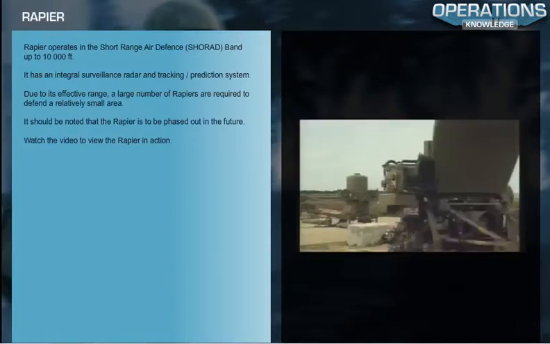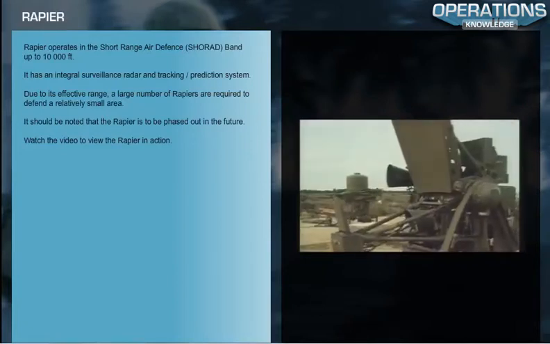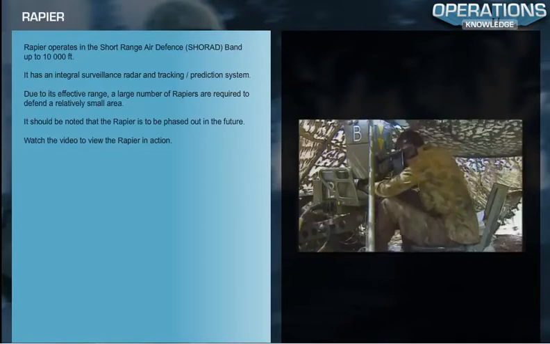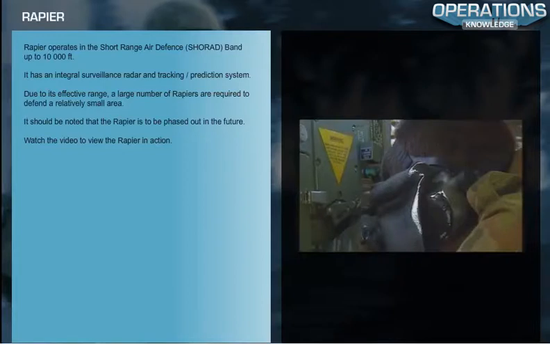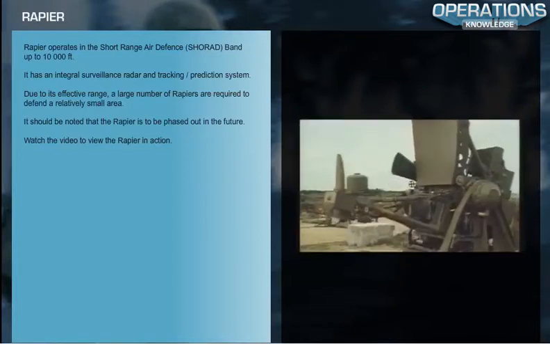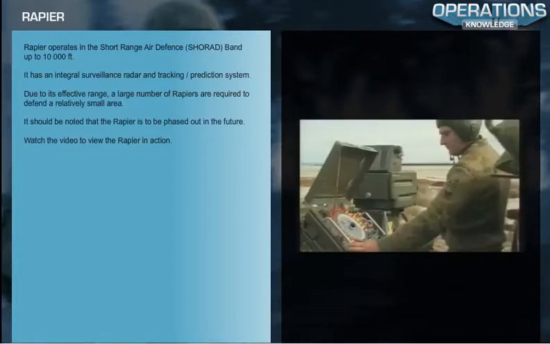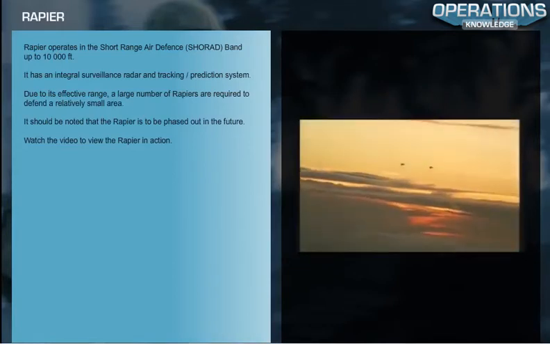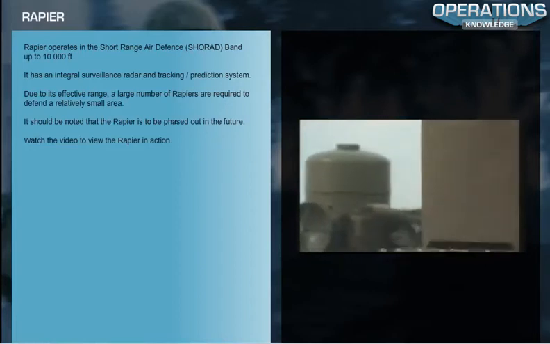In most cases, Rapier has an integral surveillance radar, as well as a tracking and prediction system which permits it to be autonomous if required. It's common that low-flying targets can appear without the weapon receiving any prior warning from the relevant control and reporting organisation.